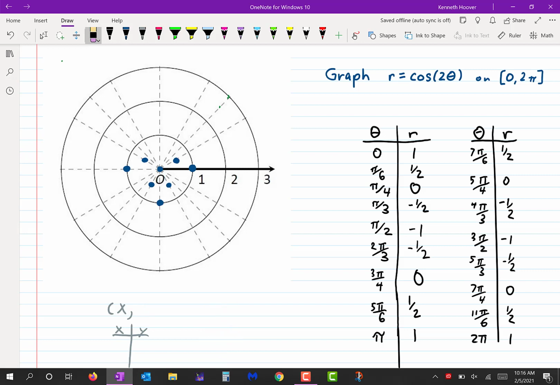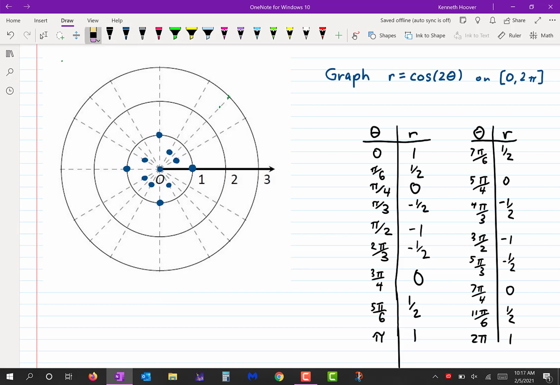All right, now I filled in the rest of the table. Let's just plot the points. When theta is 7 pi over 6, r is positive 1/2. We get this point. When theta is 5 pi over 4, r is 0, so that's going to be at the origin. When theta is 4 pi over 3, r is negative 1/2, so that's going to put me here. And when theta is 3 pi over 2, r is negative 1, that's going to be there.